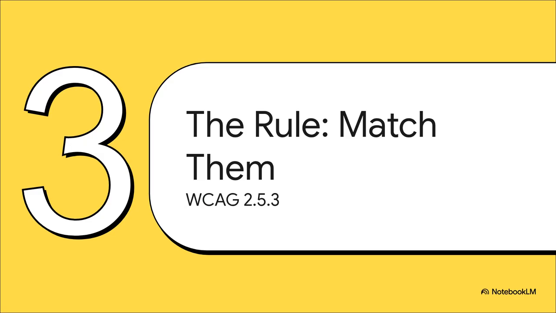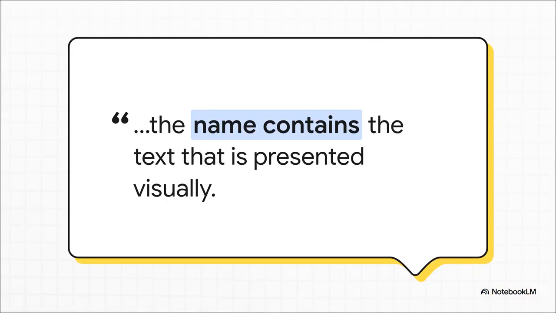So the good news is there's a really simple rule to fix all of this. It's part of something called the Web Content Accessibility Guidelines, or WCAG for short. You can think of it as the official rulebook for making sure the web works for literally everyone. And the rule we're talking about is simply called label in name. And the rule itself, it's so simple, it's brilliant. It just says that the hidden name, the accessible name, has to contain the text that you can see on the screen. That's it. What you see is what the machine gets, basically.